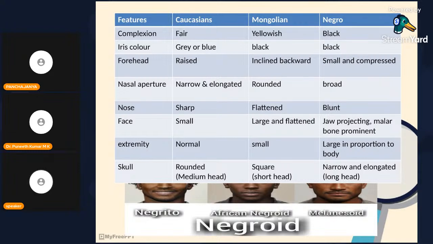Then the skull in the Caucasians will be a rounded head called a medium head, in the Mongolian it will be square and short headed, and in the Negroes it will be narrow and elongated, called long headed persons. Based on these features, we can differentiate the race, and definite identification based on race can be done.